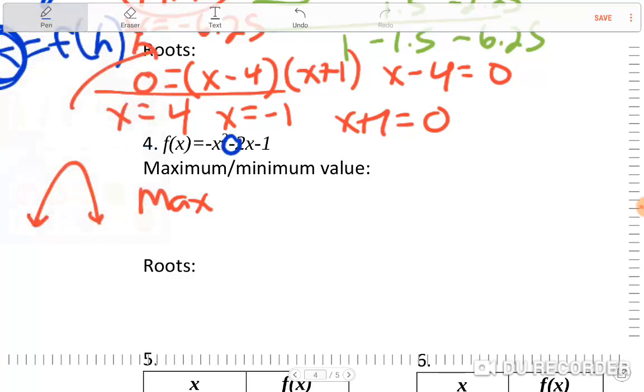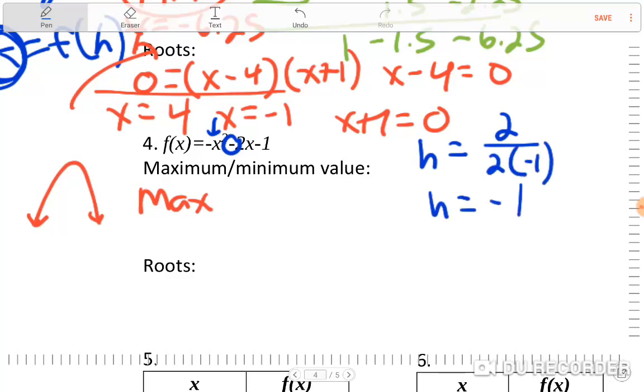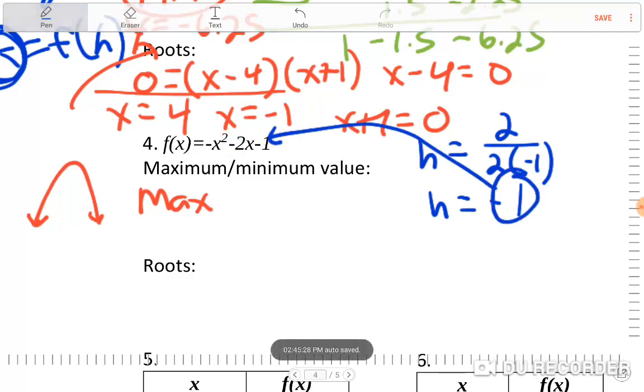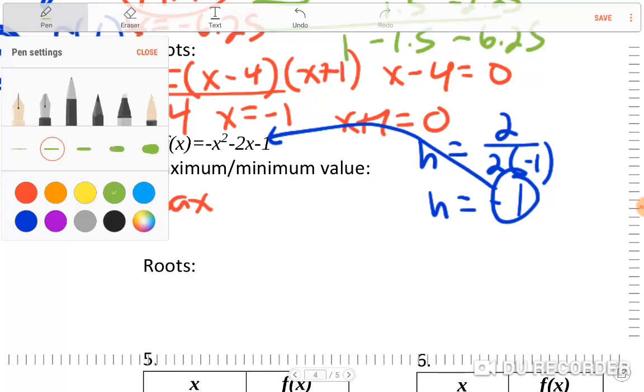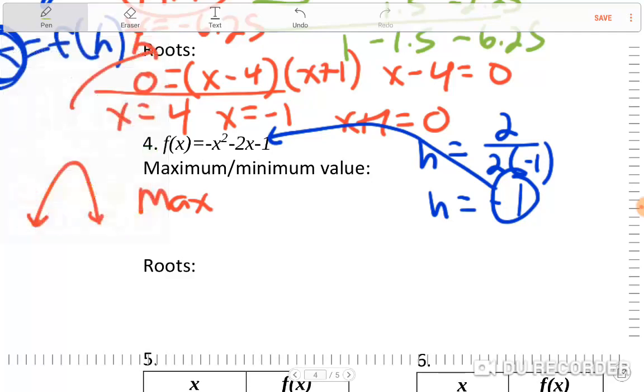Change the sign of b. So it would be now a +2 over 2 times a, which is -1. And that's 2 divided by -2 is -1. But that's not enough. I need to find the k, so I have to get that -1 and plug it back into here. If you want to just use your calculator, you have my permission. It's fine with me.